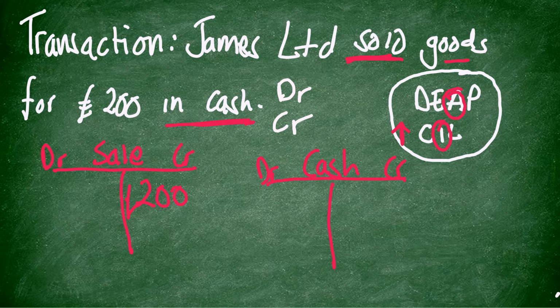Now again, if there's an increase in DEEP, which there is in this case, it would go on the debit side. It would have to go on the debit side anyway, because I said to you at the start that there has to be a debit entry and a credit entry for every transaction that we do. So we've done both of them entries, the credit to sales, debit to cash, and that transaction has now been dealt with. So that's the basic concept of double entry bookkeeping.